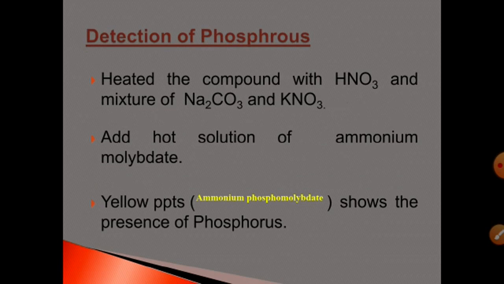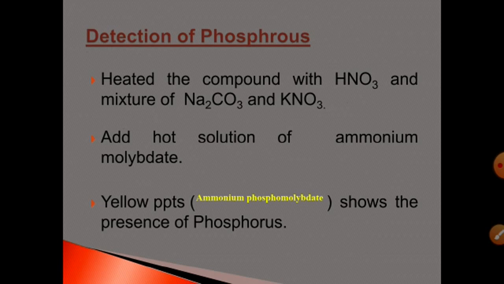Detection of phosphorus. The organic compound which contains phosphorus is strongly heated in the presence of an oxidizing agent such as nitric acid, or a mixture of sodium carbonate and potassium nitrate. The phosphorus present in the organic compound, when reacted with the oxidizing agent, is oxidized and converted to phosphate, and then a hot solution of ammonium molybdate is added in excess.